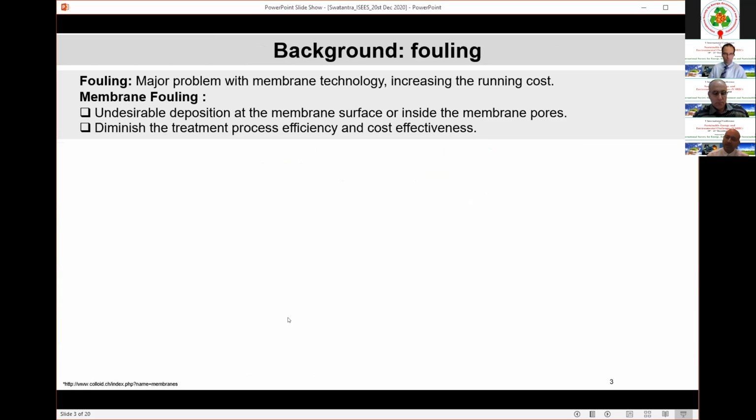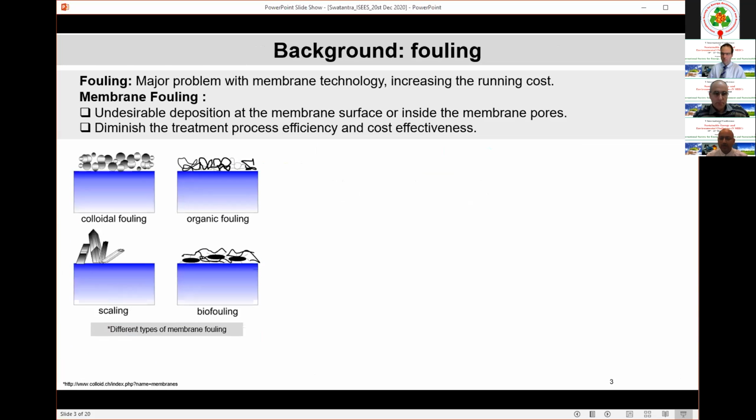But what is happening is the price is still high, and in most cases the price is high because of fouling. So what is membrane fouling? Any undesirable deposition of materials, either on the surface of the membrane or inside the membrane pores, is fouling. It reduces the overall performance and efficiency of the membranes, and it increases the cost.